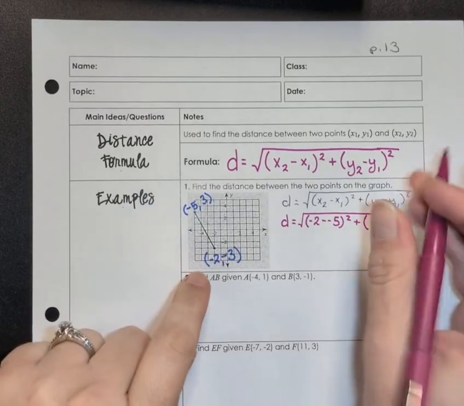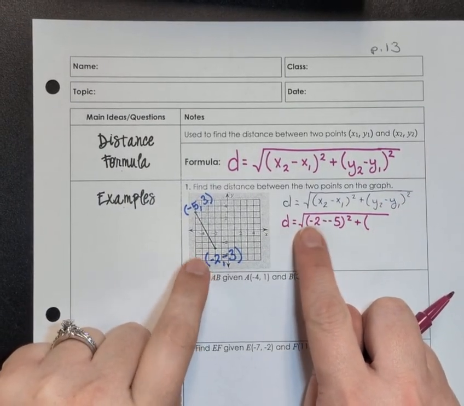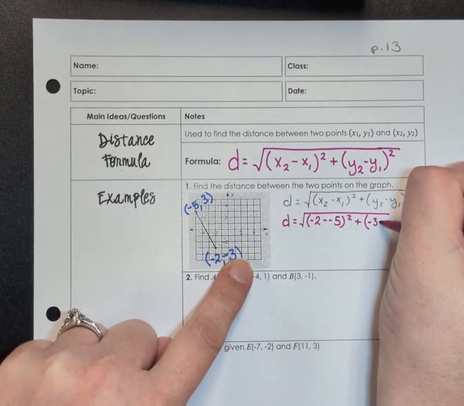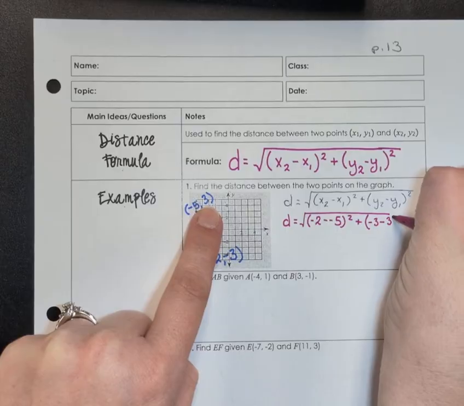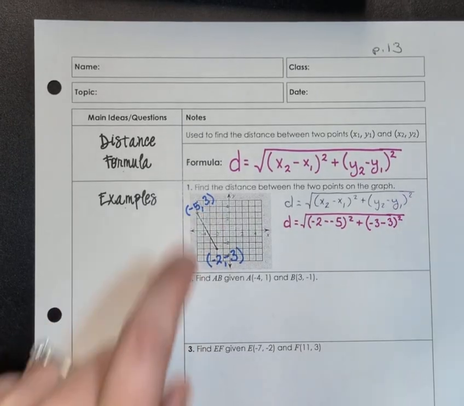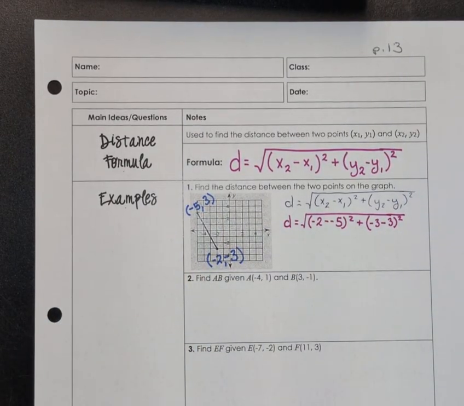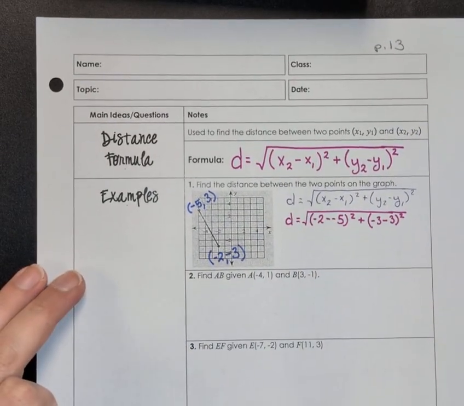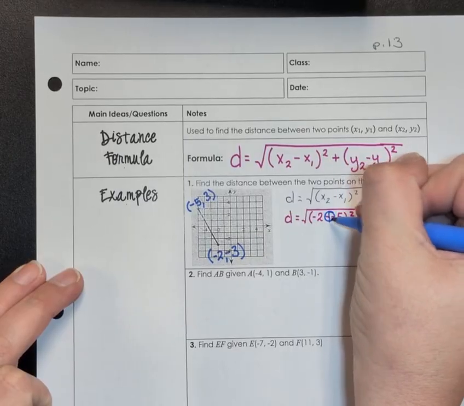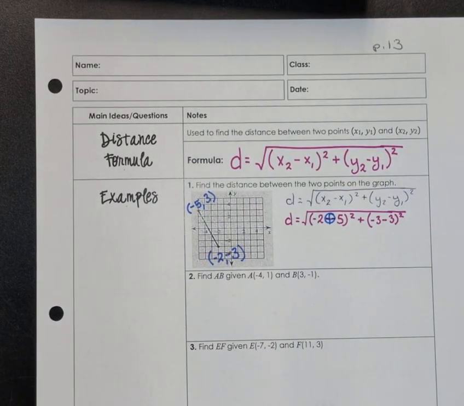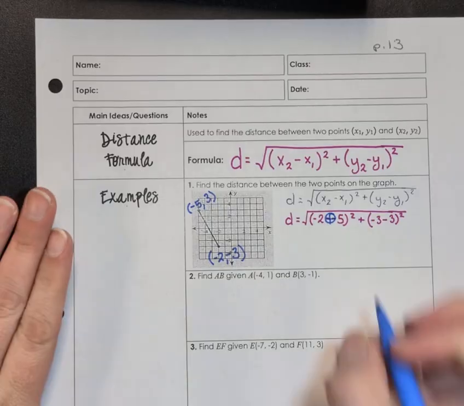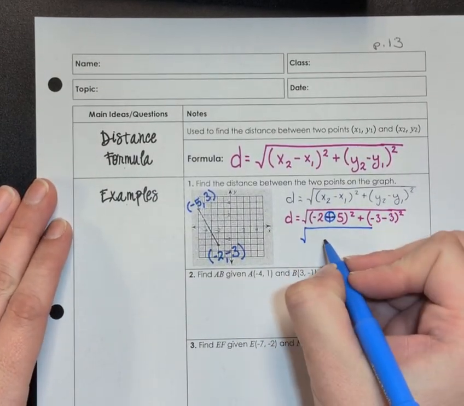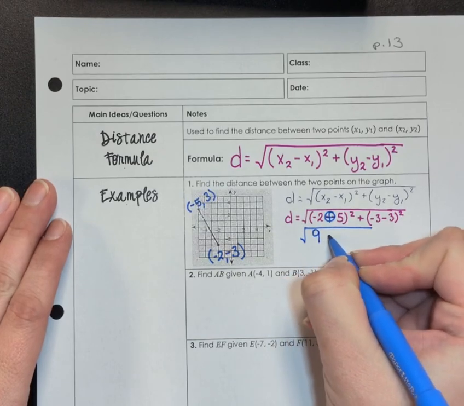So you look at what x did you start with. If I started with -2 for the x, then I have to start with -3. So I want -3 minus, and I want all of that squared. All right. So let's break it down, make it easier. What happens when you subtract a negative? It makes it a positive. What's -2 plus 5? 3. What's 3 squared? 9.